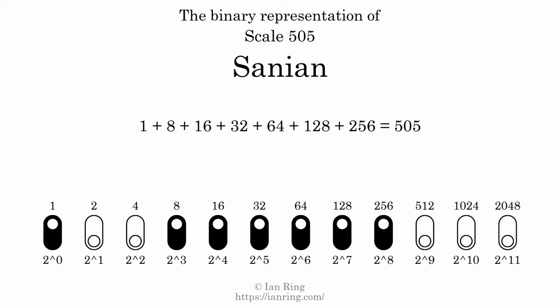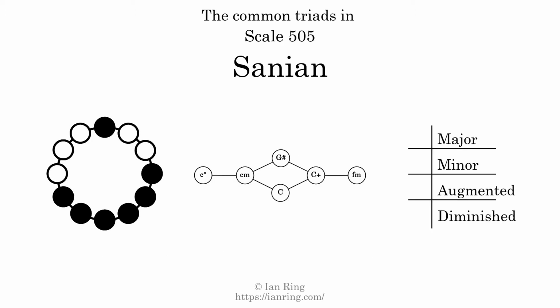The scale number not only enumerates the scale with a unique index, but it also literally describes the tonal content of the scale. Represented as a binary number in base 2, the scale number is 0001111111001. Here are the common triads present in this scale.